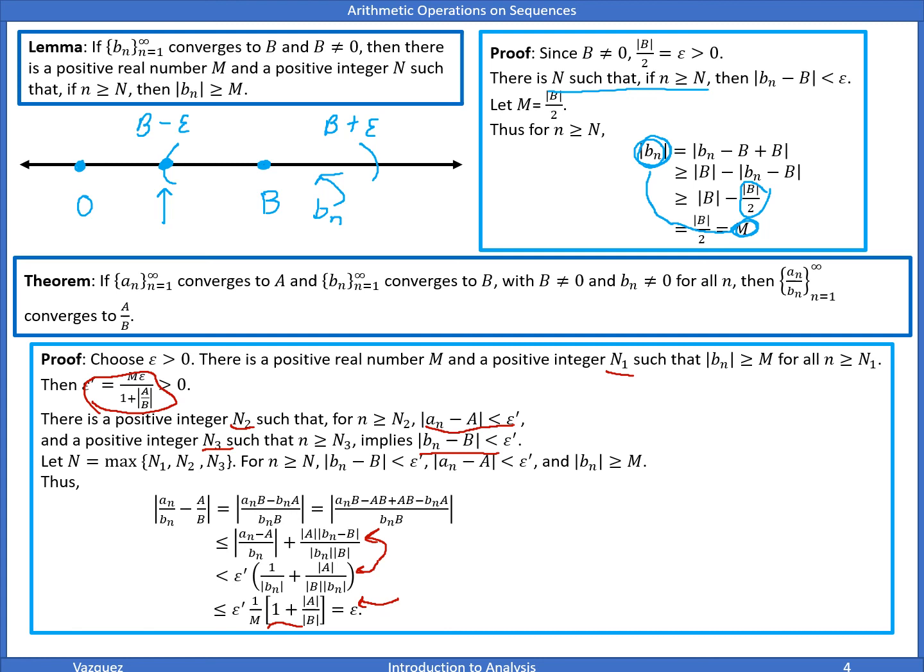So what did we just show? That this over here is less than epsilon, which shows that the sequence an over bn converges to a over b. So this is probably the most involved proof of this lesson, but we're not quite done yet.